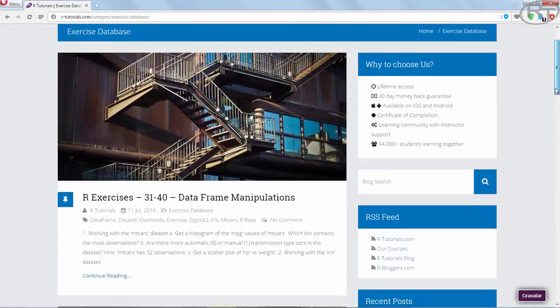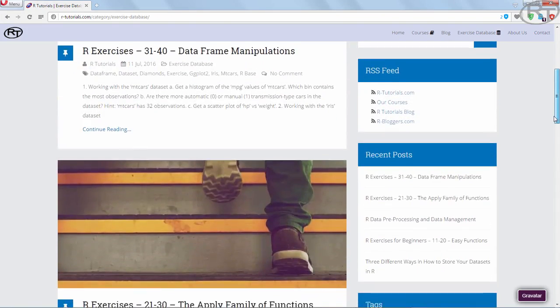Alright guys, take a look at the exercise database and try your luck.